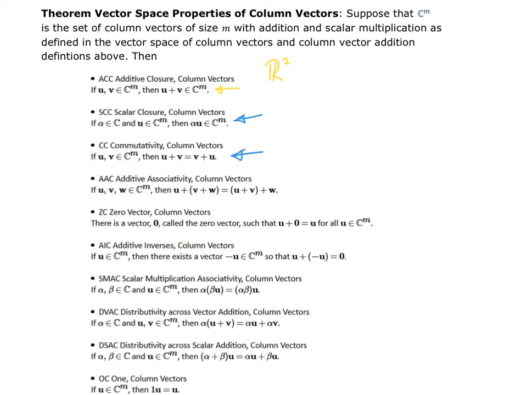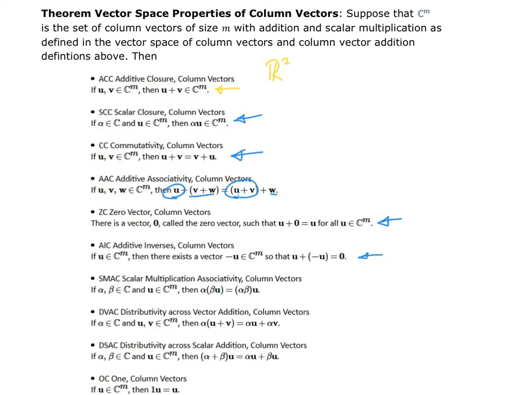I also get the associative property of addition, so I can add two vectors together first and then get the result and add it to u. Or similarly, I can do u plus v and then add it to w. I'm going to get the same answer. We also pick up the 0 vector. If I add it to another vector and I get the other vector back out, that is the 0 vector.